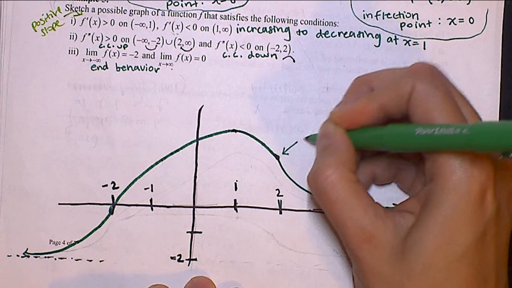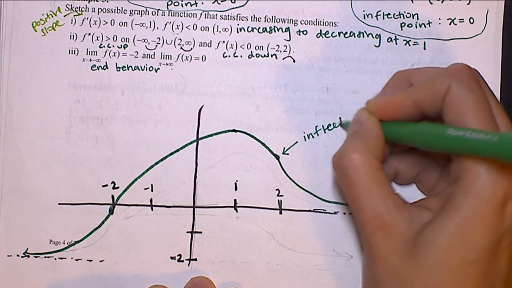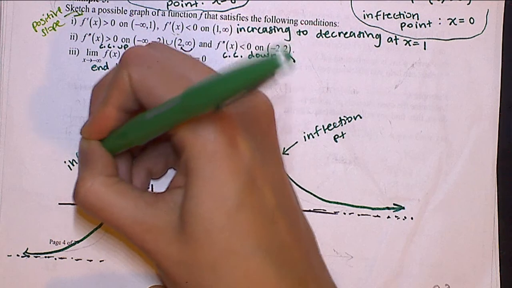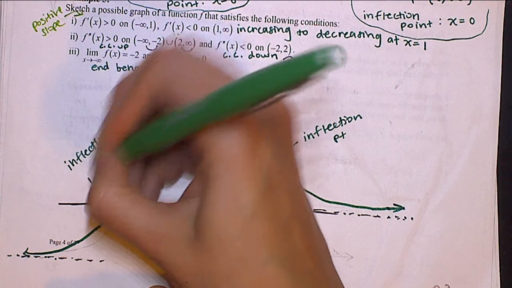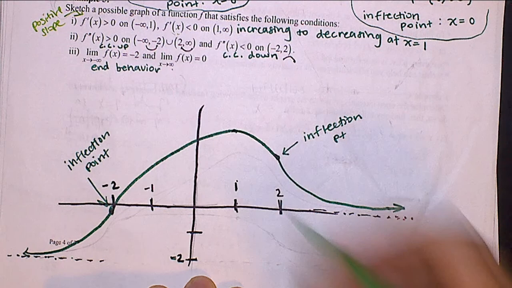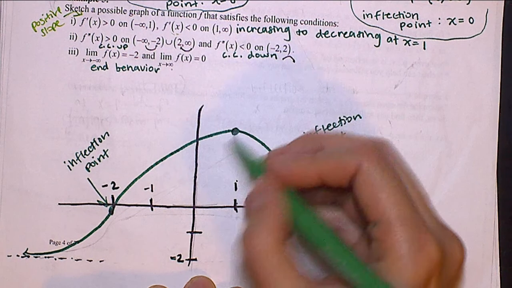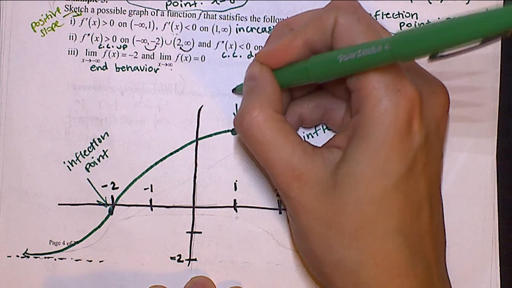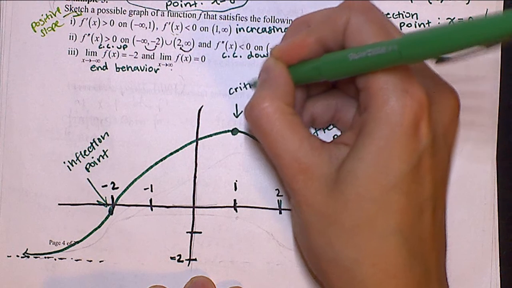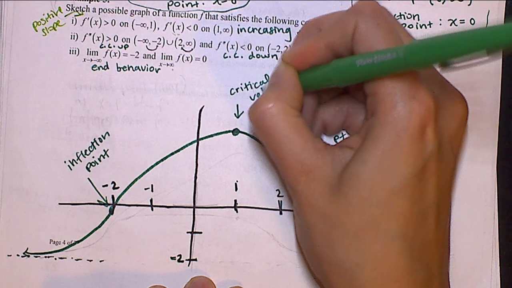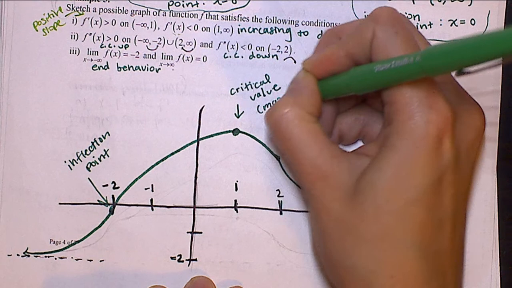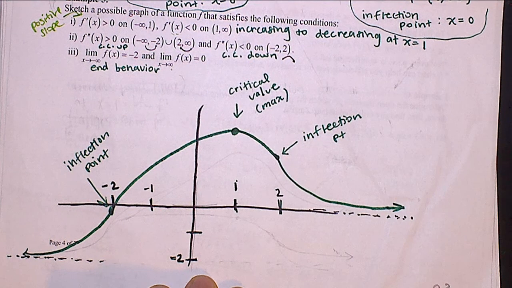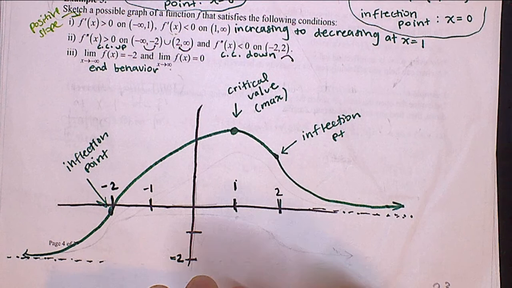This is an inflection point, inflection point, and then here, since I go from increasing to decreasing slope, this is my critical value. I have a max right there. Yeah, that looks pretty good, I think. Much better than these pencils.